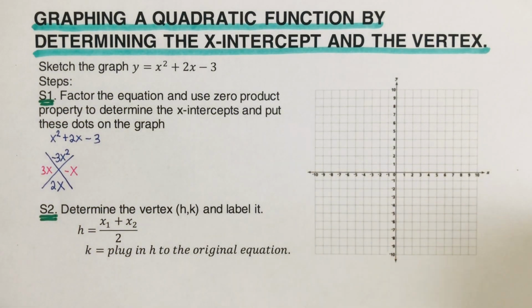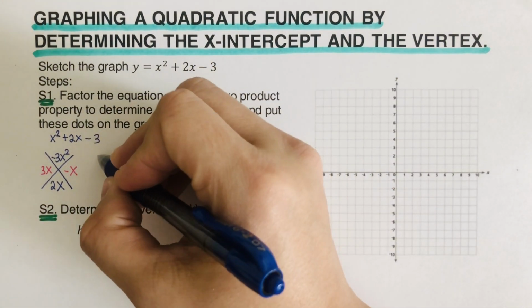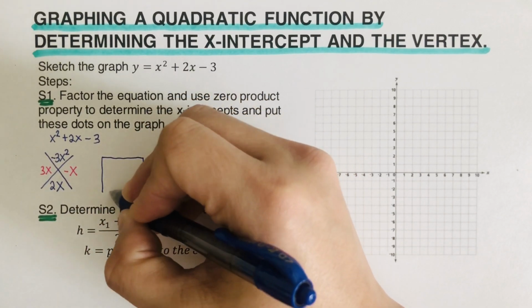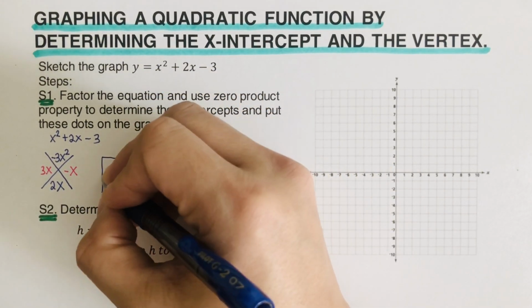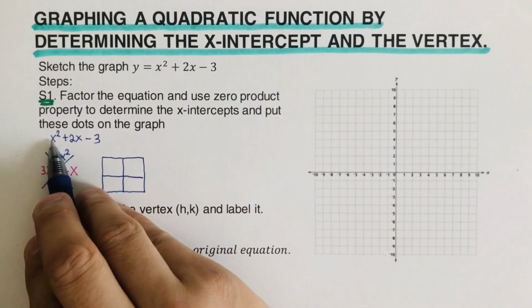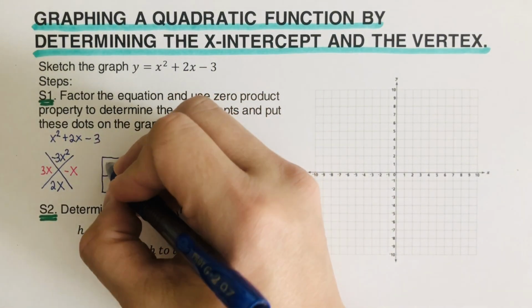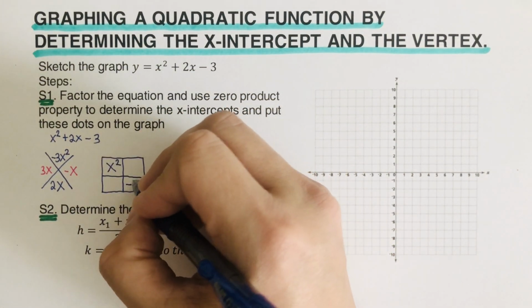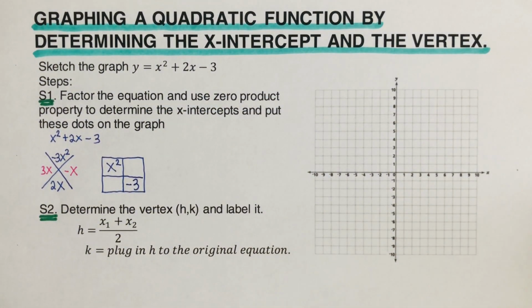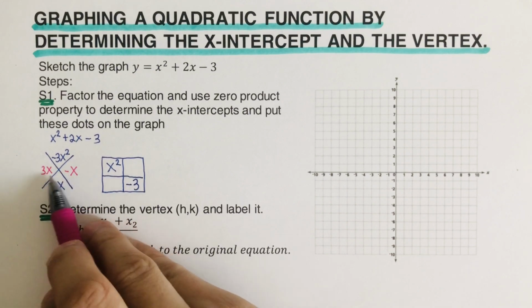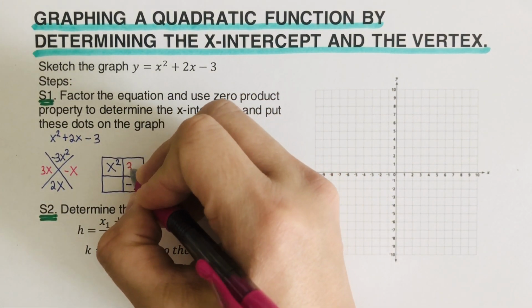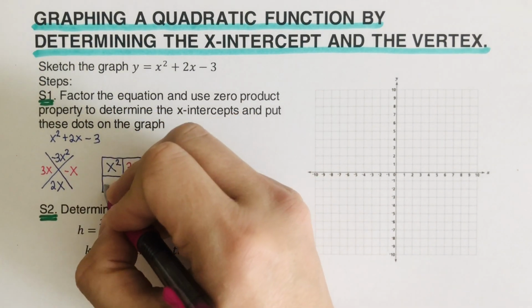Okay, from here, we are ready to draw the box. It's going to be a 2 by 2 box. The x squared will go here, and then the negative 3 is going to go down here. And then the red ones, the ones that we got over here, will go in any of these. It doesn't matter. So I can go ahead and write 3x over here and the negative x down here.